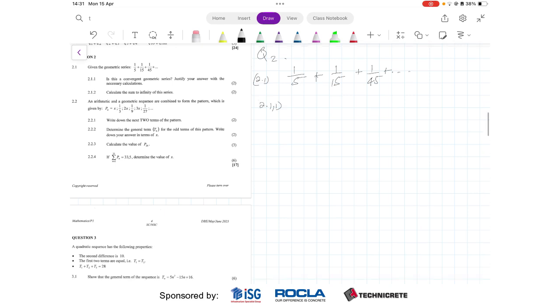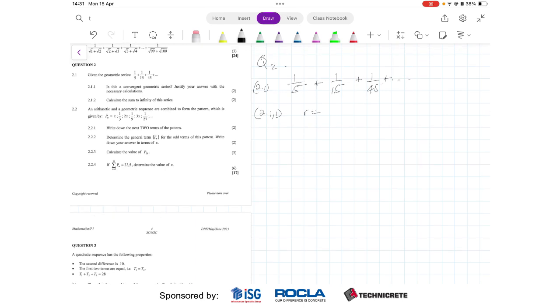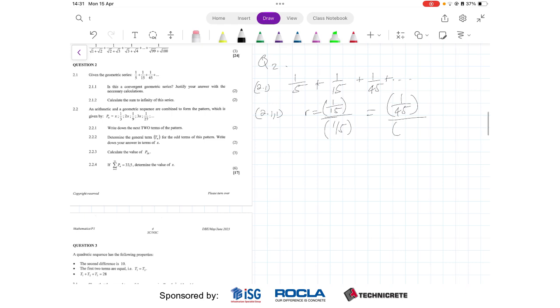2.1.1. Is this a convergent geometric series? Justify with the correct answer. Now, we know from our classwork that the common ratio for a geometric series is given by 1 over 15, the second term, divided by 1 over 5, the first term, or 1 over 45, the third term, over 1 over 15, the second term. And this will give us 1 over 3.